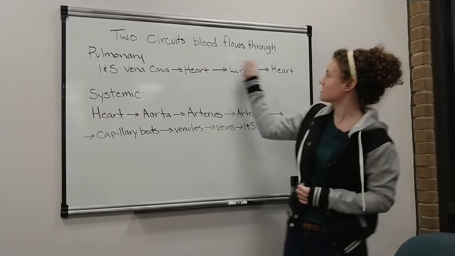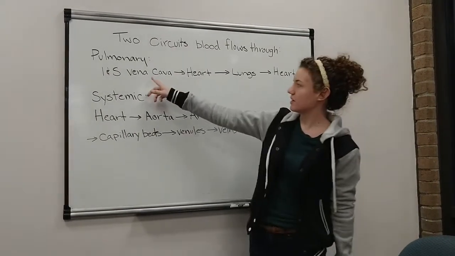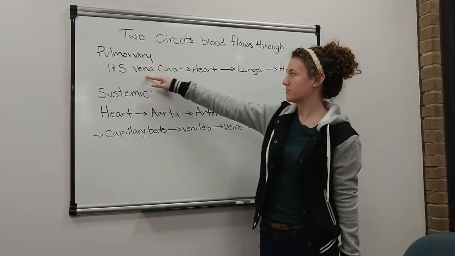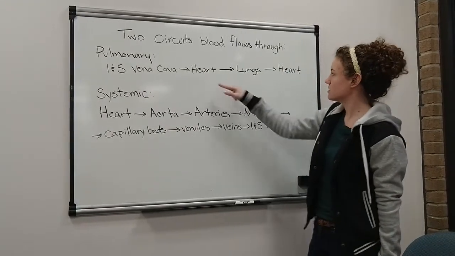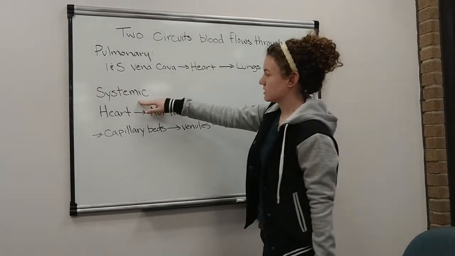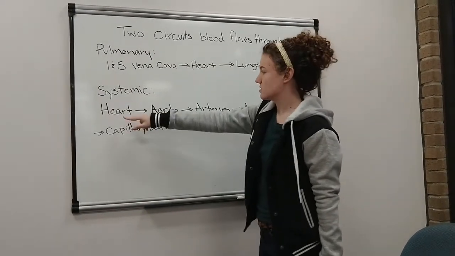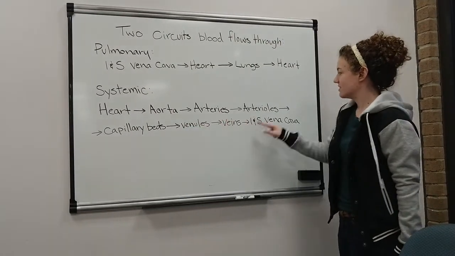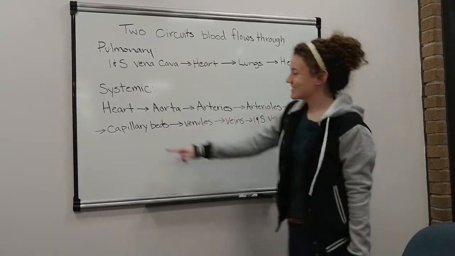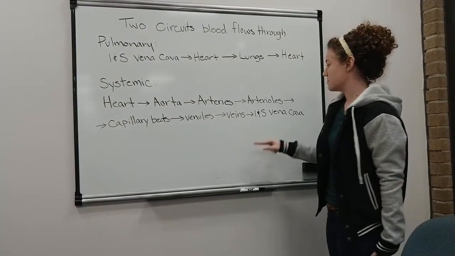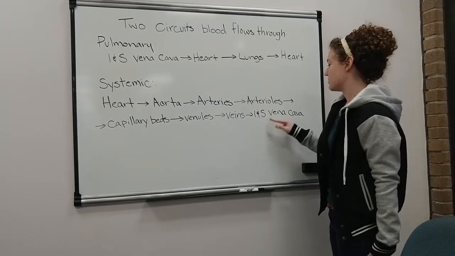There are two circuits of blood flow. Pulmonary, which is to the lungs, starts with the inferior and superior vena cava to the heart, to the lungs, and then back to the heart. The systemic circulation is to the body. It starts in the heart, to the aorta, to the arteries, to the arterioles, to the capillary beds, to the venules, to the veins, and then back to the inferior and superior vena cava.